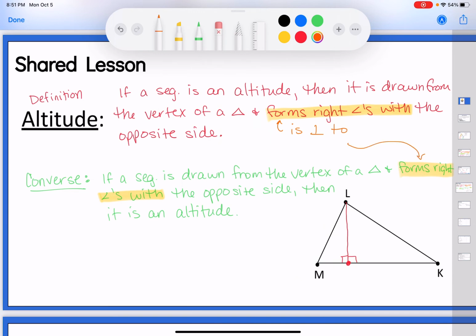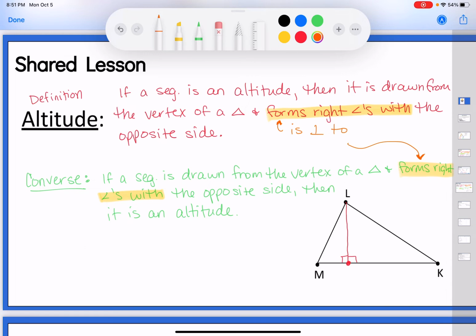All right, again, it seems like a lot of words, right? But the words are almost the same as median, so that hopefully will help you remember them a little bit better. But every one of those words is essential. It has to come from a vertex to be an altitude, and it has to form right angles with the opposite side.